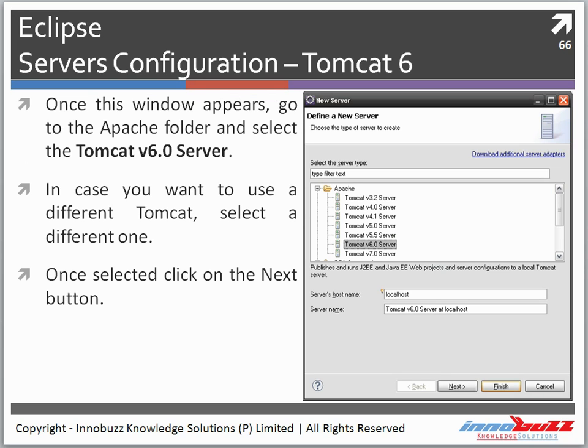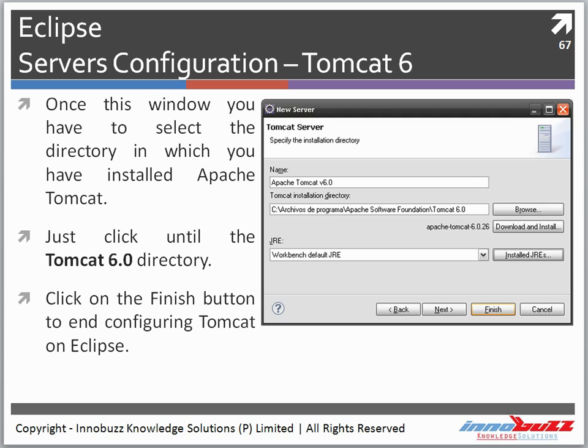On this window, you can choose which server you want to configure. Remember to be accurate on the version because it's not the same. Choose Tomcat version 6.0 server, which is the one you installed previously. Here, you have to indicate the folder in which you have installed Tomcat 6. Also, you must indicate which JRE is going to be used.